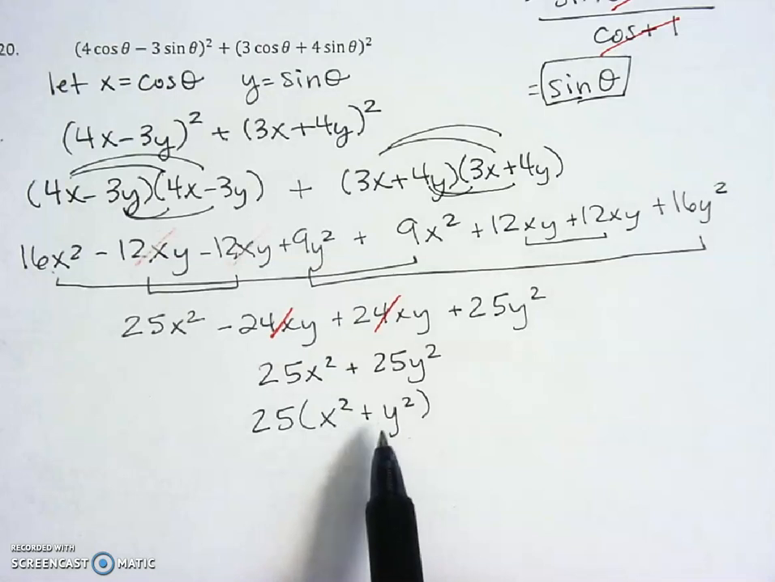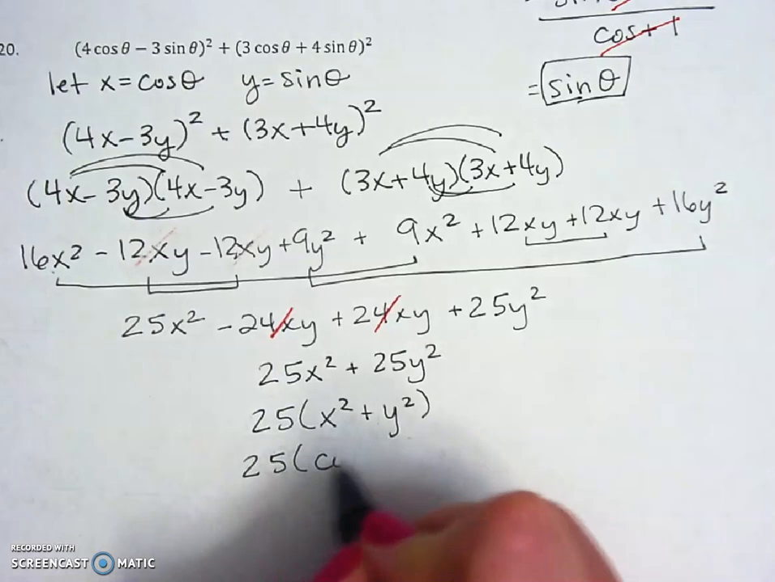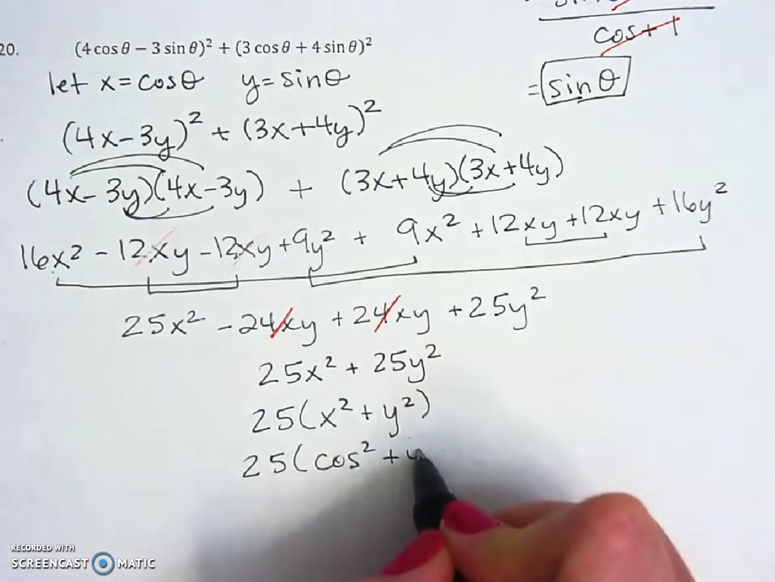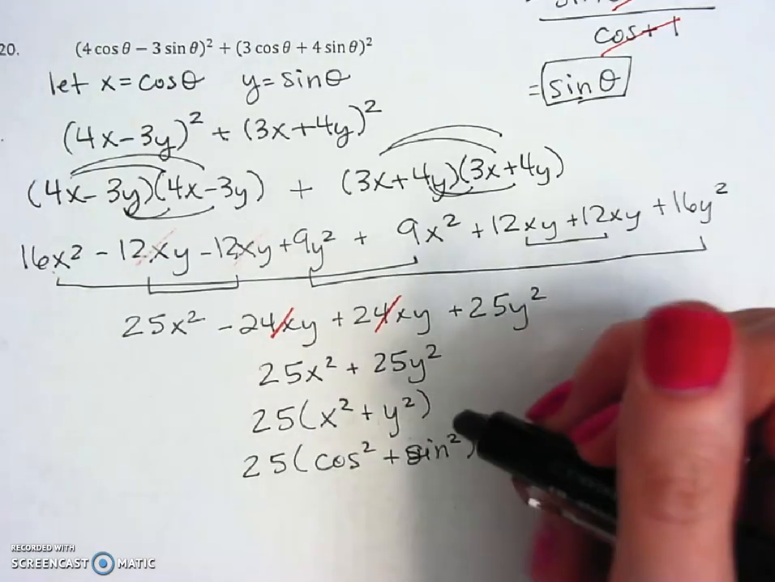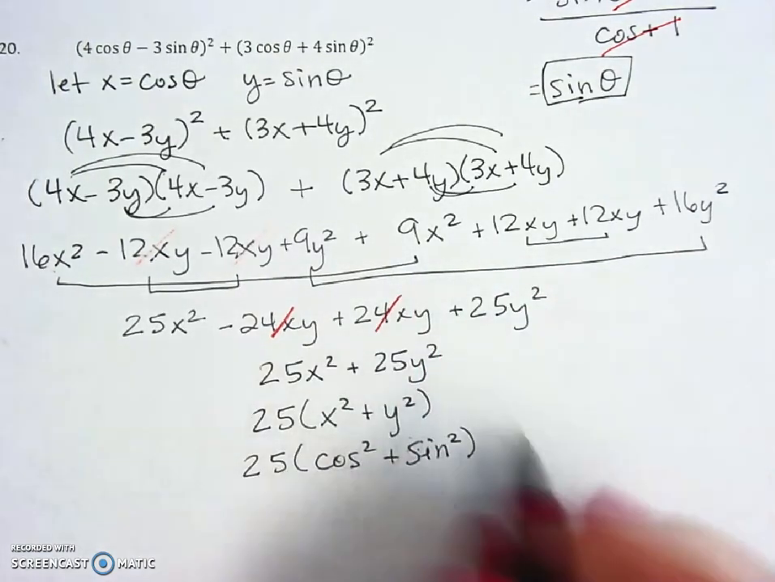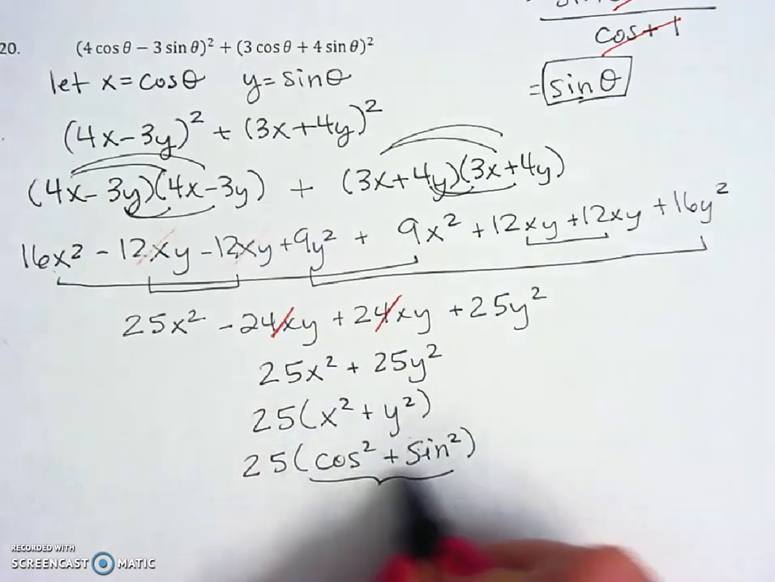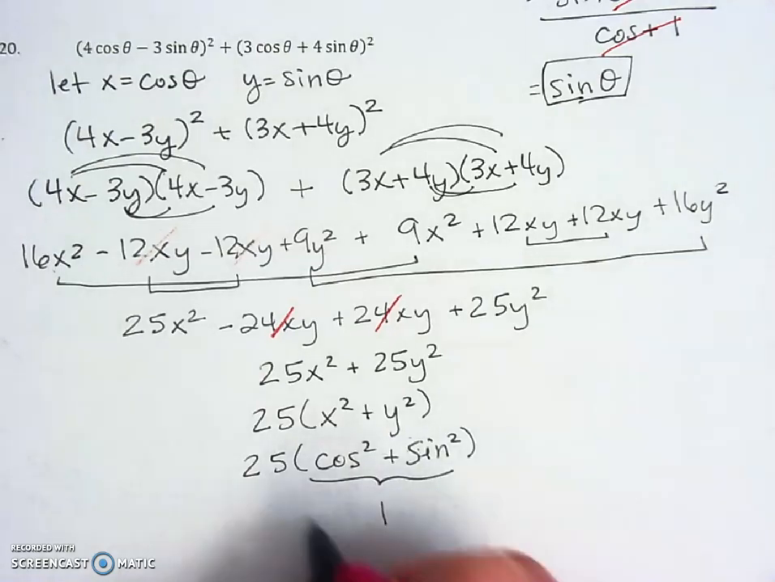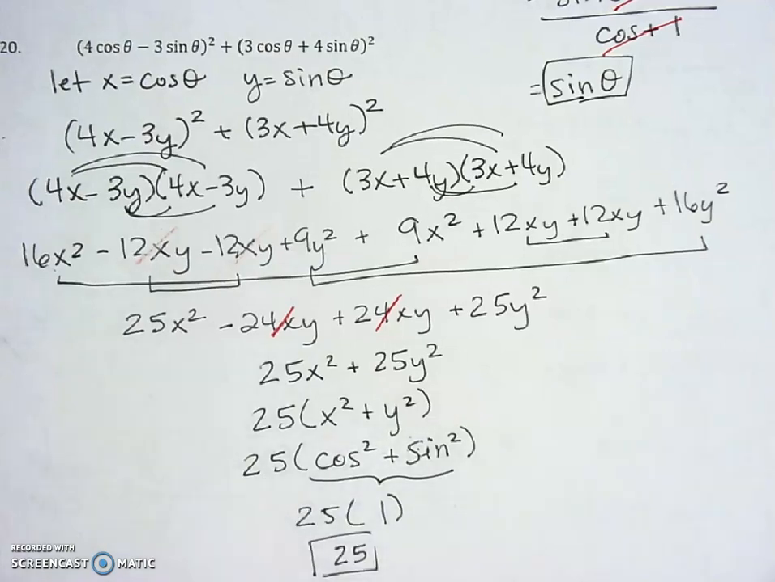That is how I know to plug my cosine and sine back in. Now we know from our trig or our Pythagorean identities that cosine squared plus sine squared is equal to 1. And 25 times 1 is 25.